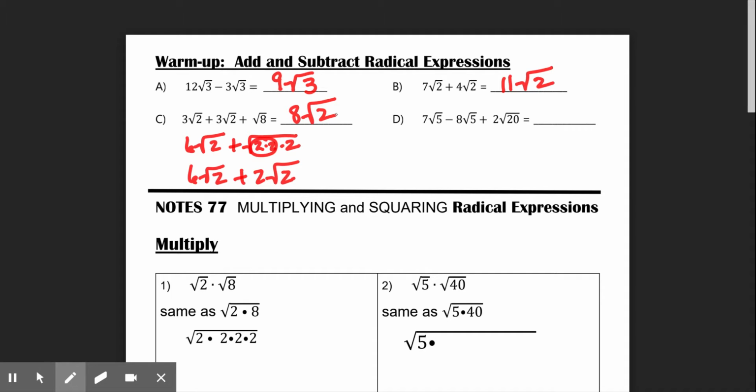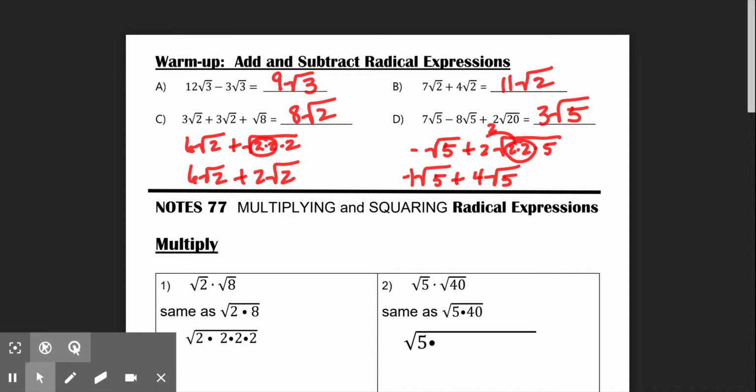Letter D, 7 square roots of 5 minus 8 square roots of 5. So that gives us a negative square root of 5 plus 2 square roots of 20. I'm going to break down 20 into 4 and 5. So 4 is 2 times 2, and then we have our 5. So I'm going to pull out a 2. So I'm going to multiply that by what's there. So it'll look like negative square root of 5 plus this 2 times that 2 I'm pulling out gives us 4 square roots of 5. So this is basically a negative 1 plus 4 gives us 3 square roots of 5. So that's just a review of what we've been doing.